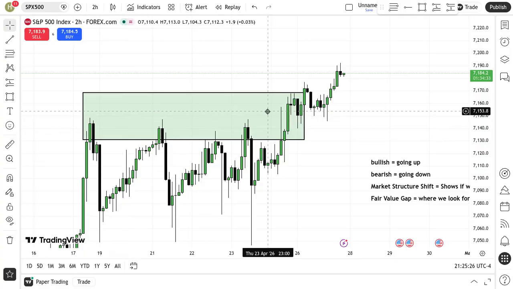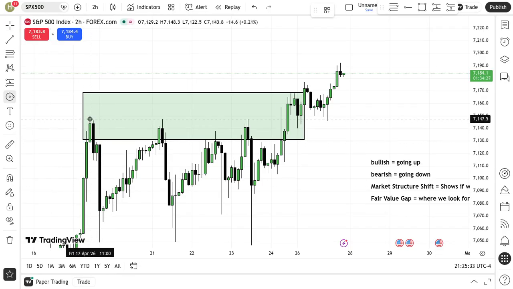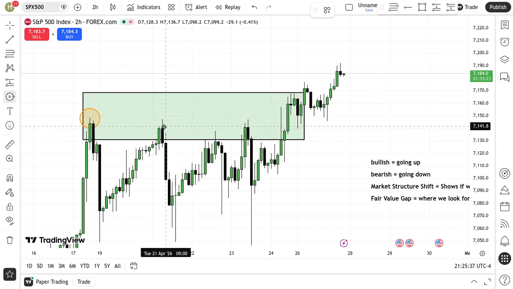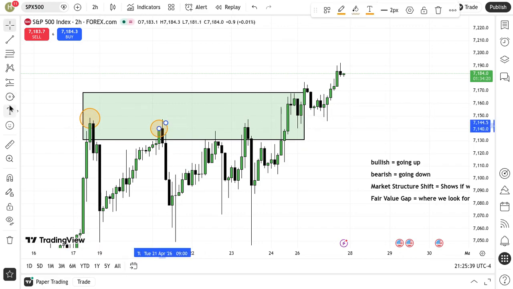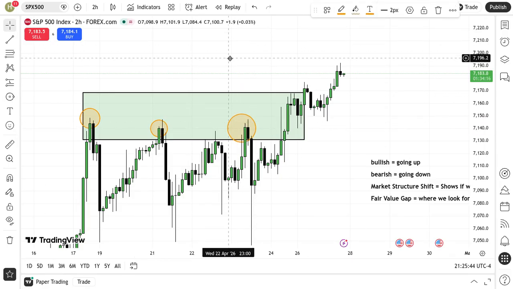Do we see highs and lows? Well, yes, I do. I see many highs. So first we're going to draw out our highs and lows. So we have a high there. We have a high here. And we have a high here.